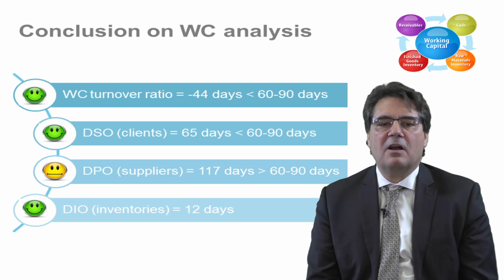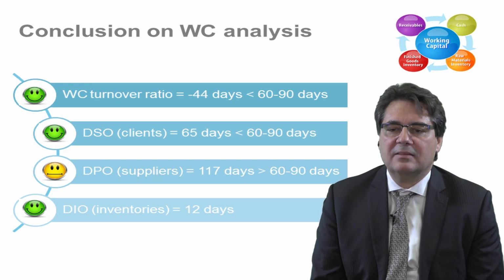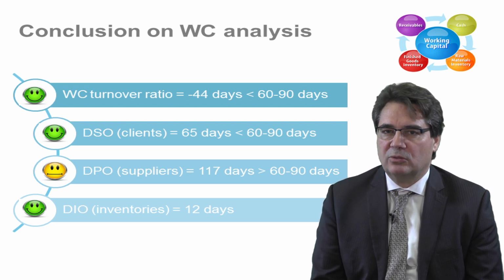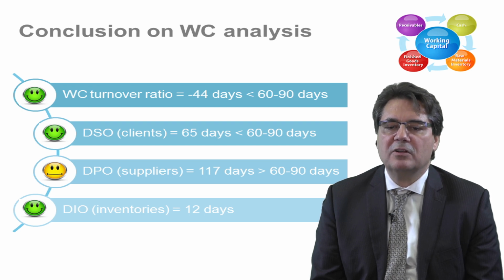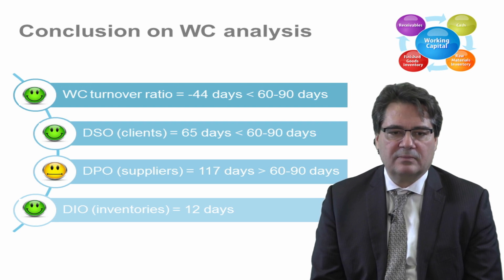So what is the conclusion of our working capital analysis? In closing, we can conclude the analysis with the following statement. DSO and DIO were found to be quite short, which represents a good performance, while DPO is considered too long, but appears to be one of the causes of the short working capital turnover ratio. Does it mean that the company has difficulties paying its suppliers on time? Some in-depth investigation should be carried out to clarify this issue.